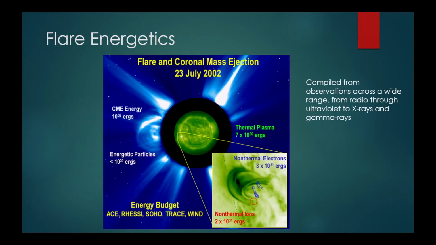Typical energetics, astronomers are used to throwing around large numbers, but just to put it in perspective, this is an erg. An erg is about the energy that a bug makes when it hits your windshield doing about 30 miles an hour. So this is about 10 to the 31 of those. It's 10 to the minus 7 of a joule if you're used to SI units.